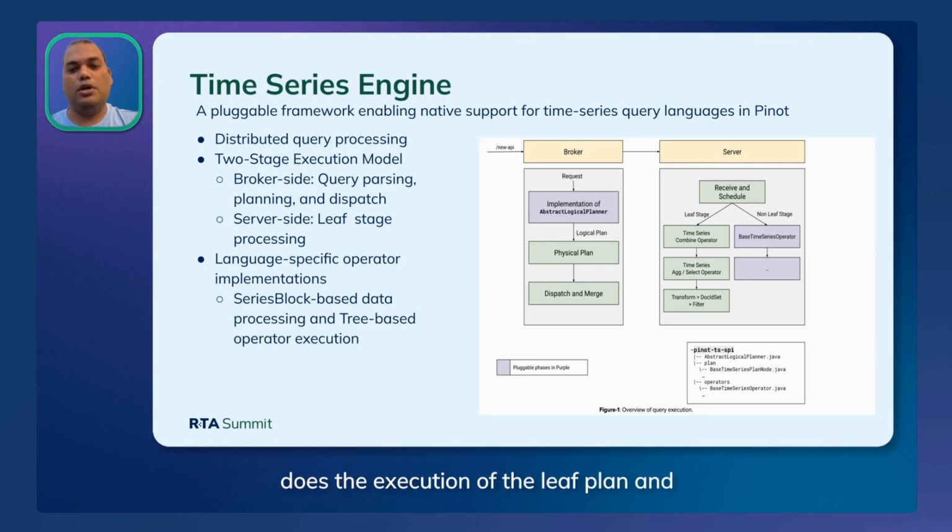The server does the execution of the leaf plan and then passes the data in series block form to non-leaf stages, where plugin operators or language specific operators are executed. And this also gives flexibility to the language developer to build language specific operators, for example, PromQL specific functions like rate, and M3QL specific operators. In the diagram, the purple blocks define the pluggable phase where the language developer can build a plugin and plug in the planner or the operators.